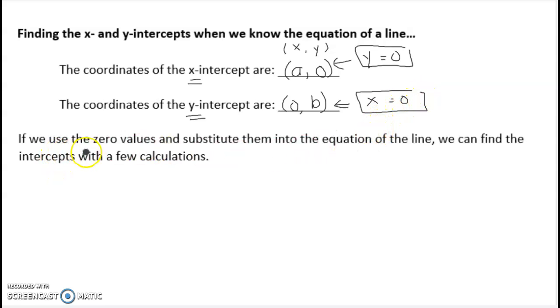All right, so if we use 0 as the values and substitute them into the equation of the line, we can find the intercepts with a few calculations.